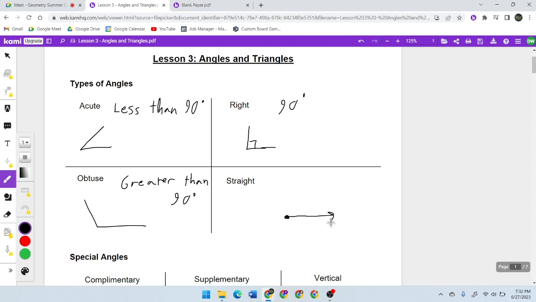And then the straight angle kind of looks funny. The straight angle is going to look like this. Imagine two hands on a clock going in opposite directions. This one is exactly 180 degrees. And in a way, it doesn't even look like an angle. It looks like a straight line. But I'm telling you, this is called a straight angle.